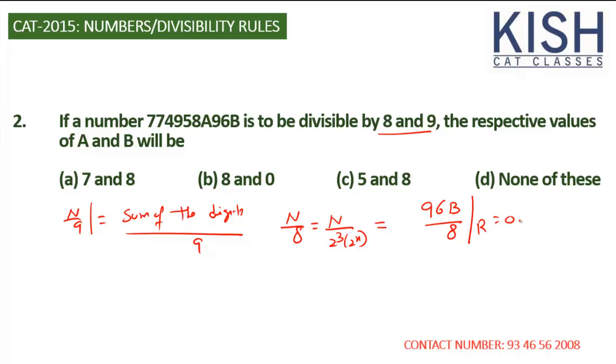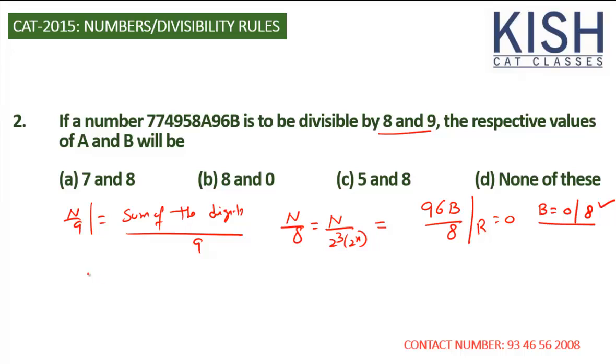So if you divide 96B by 8, the remainder must be 0. B must be either 0 or 8. So here B could be 0 or 8. We cannot finalize whether it is 0 or 8.